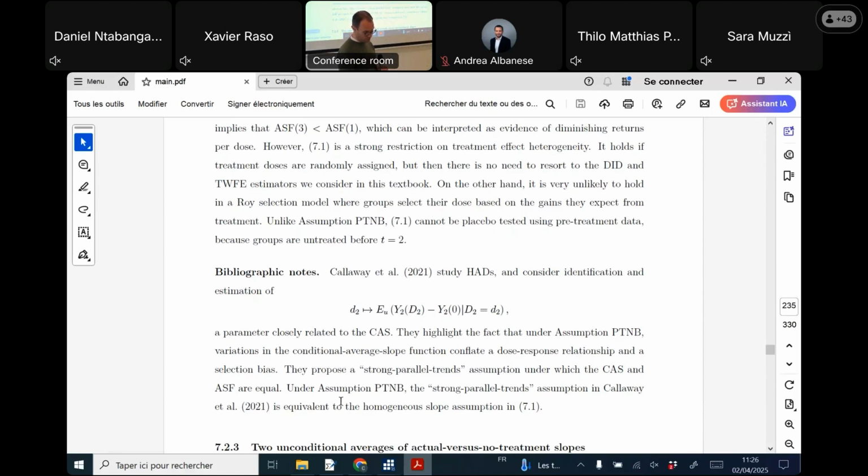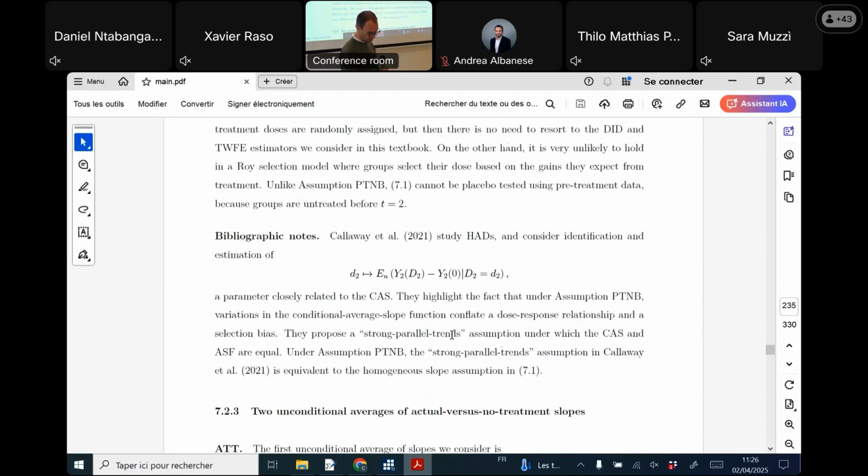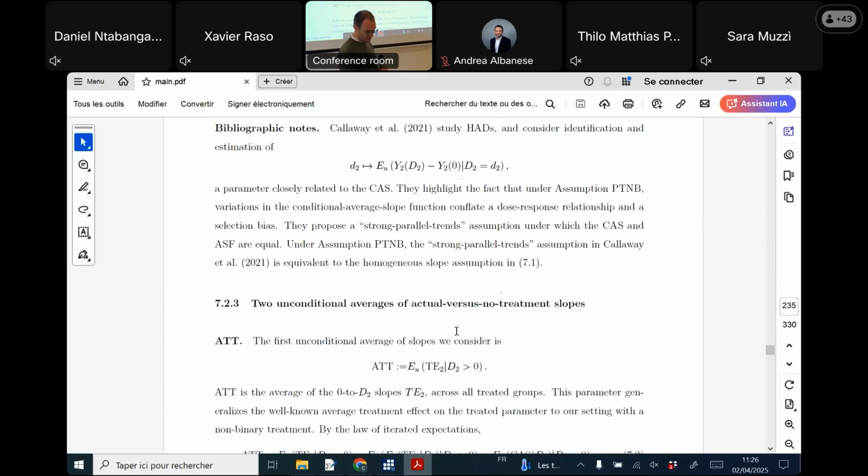But what we want to highlight is that under the classical parallel trends assumption, which we can placebo test, their strong parallel trends assumption is actually a homogeneous effect assumption. So we think it's important to note that their strong parallel trends assumption is effectively a homogeneous effect assumption. Okay, so that's the first target.